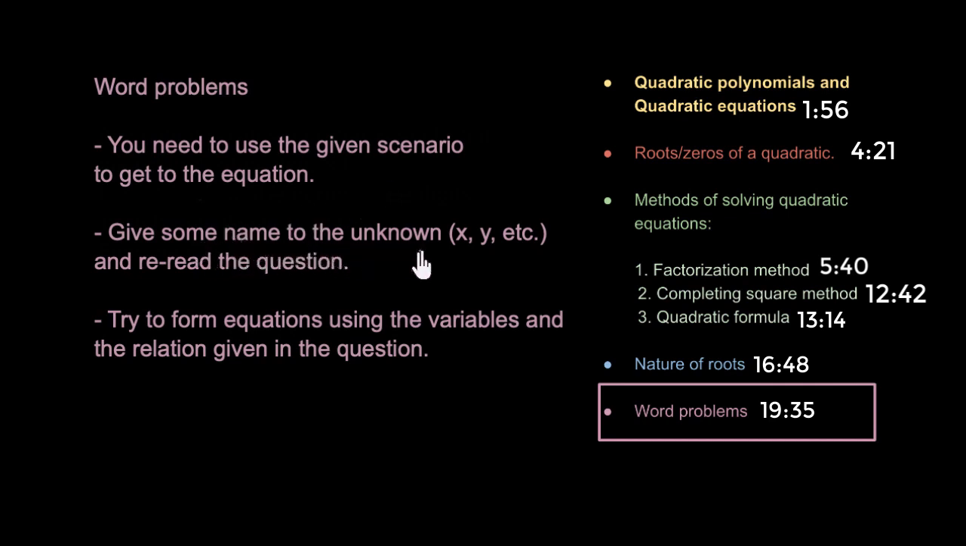Give some name to the unknown and reread the question. So wherever there is the unknown, whatever they are trying to tell you to find, give it a name. Call it x, call it y, and then try to reread the question in terms of the variables x and y. And finally, try to form equations using the variables and the relation given in the question. Let's look at some examples here.